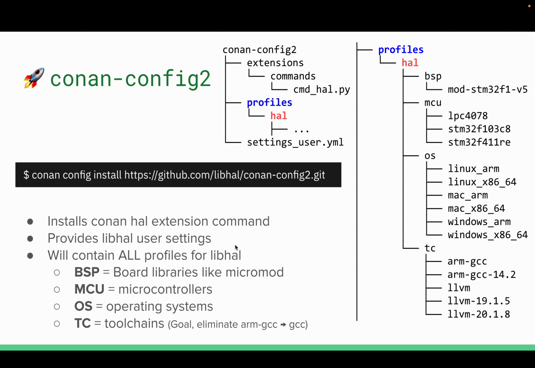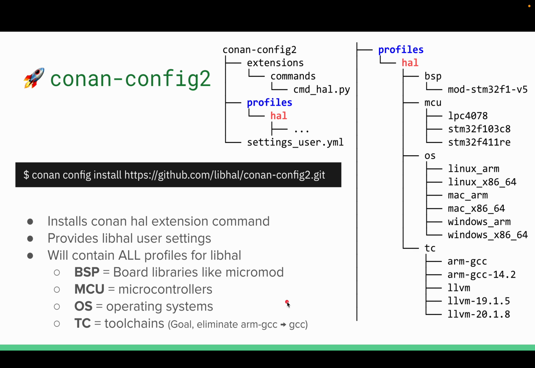And then finally, we have all of the profiles for libhal. So I've actually broken it up into a couple of directories. I hope this is a sane way of doing it. We have BSP, which is our board support libraries, like Micromod. We have MCU, which are our microcontrollers. We have operating systems, which is our available operating systems, like Linux, Mac, and Windows for ARM and x86-64. And then finally, we have our tool chains. So this will be GCC and LLVM.